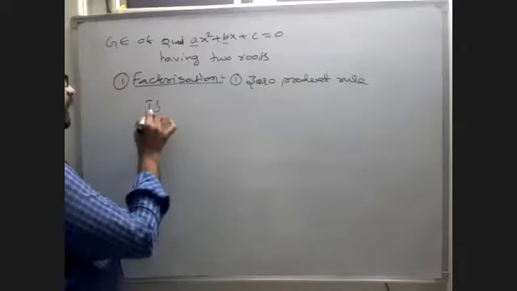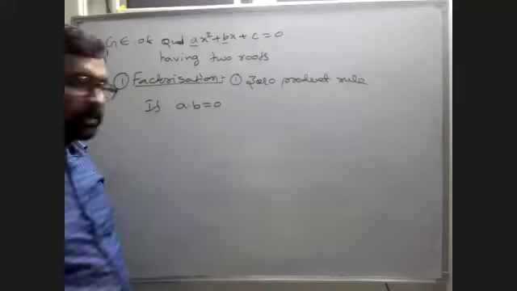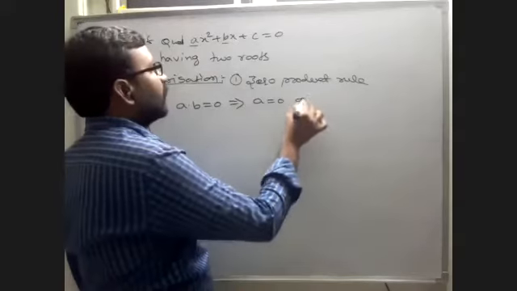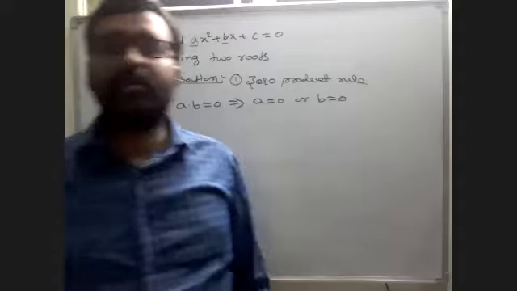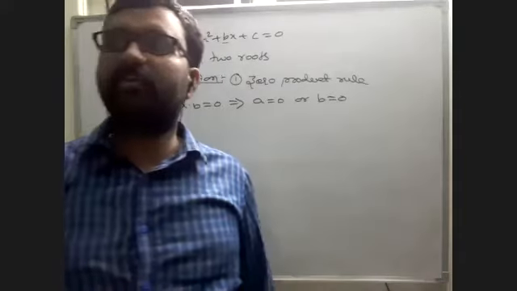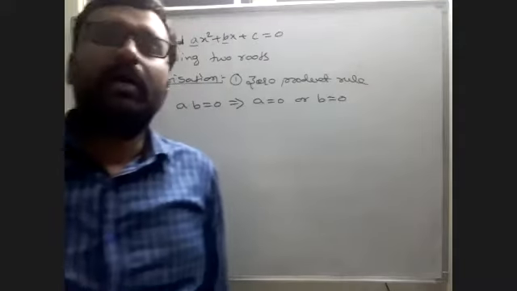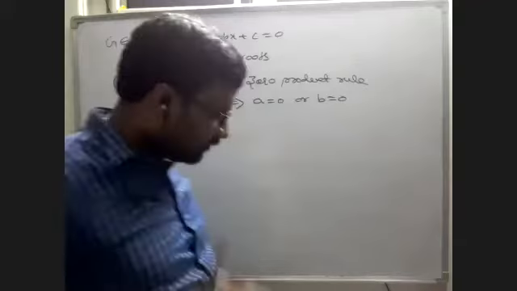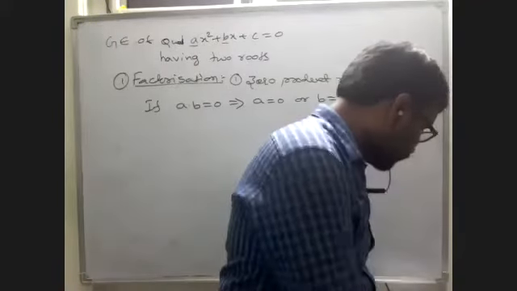If you have A into B equal to 0, then we can write A equal to 0 or B equal to 0. Next, here I will give you one example for this first method.